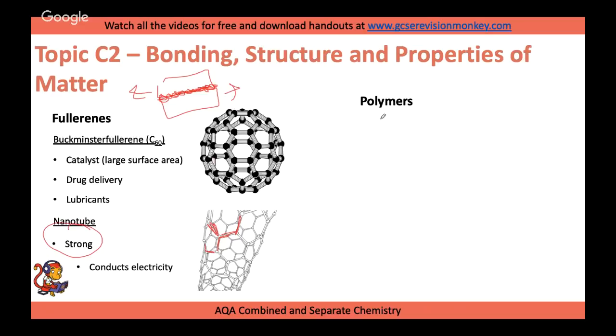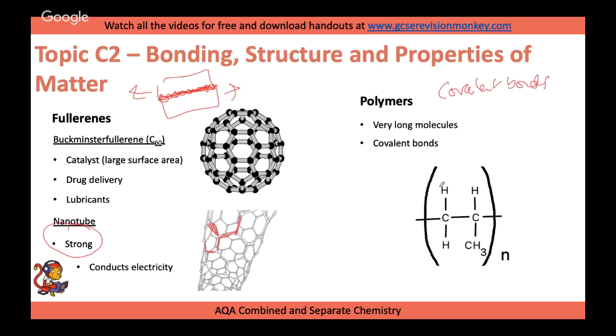The final structure that we'll look at for this bit is polymers. They're very long molecules made with covalent bonds. So normally they just show you a small section of it in the exam. So this here is just showing, if we were to draw a really long molecule, like so, with all the hydrogen bonds on, which I'm not going to draw, a small section of that, because polymers are long chains of molecules.